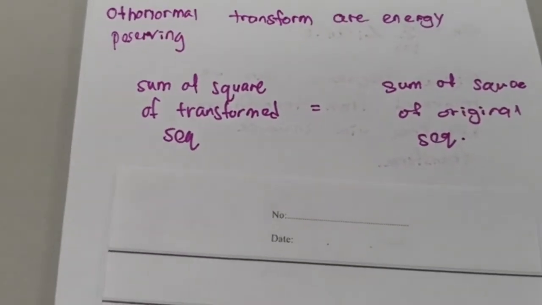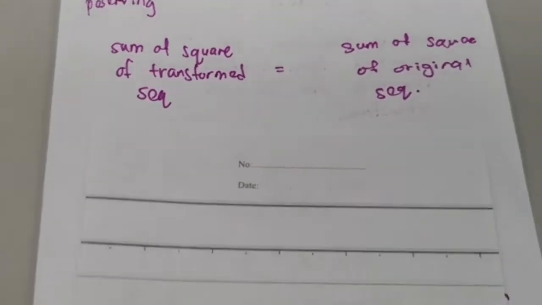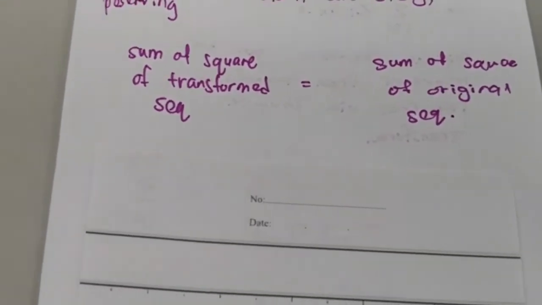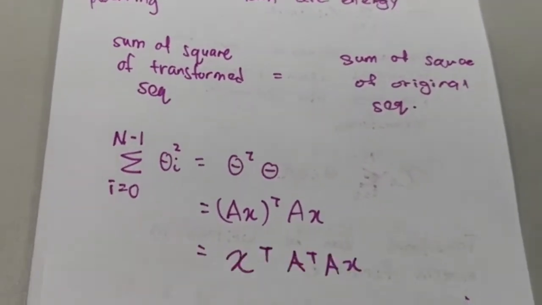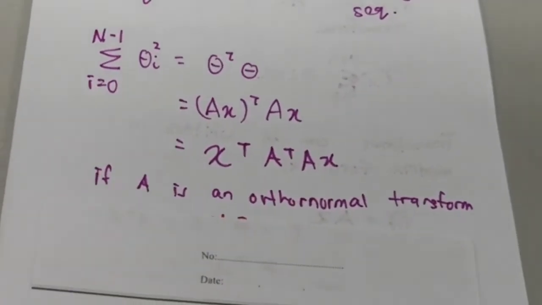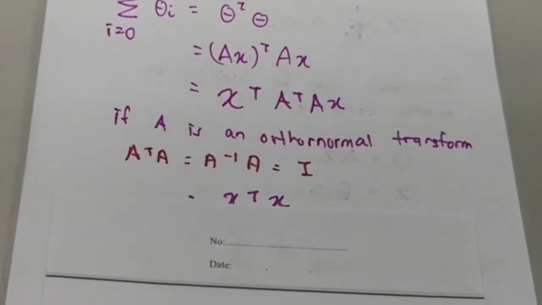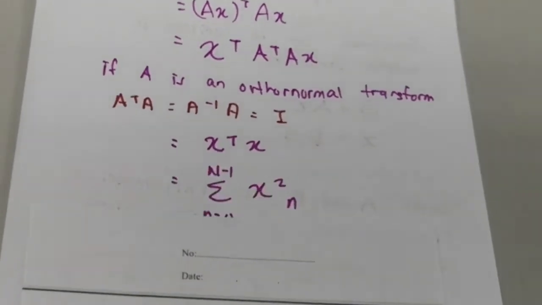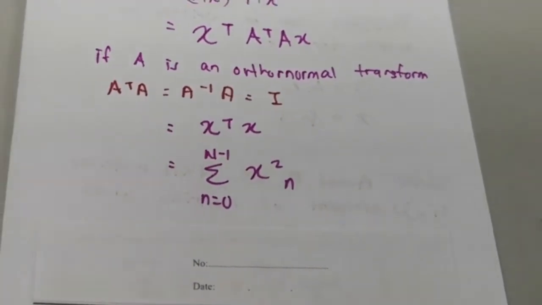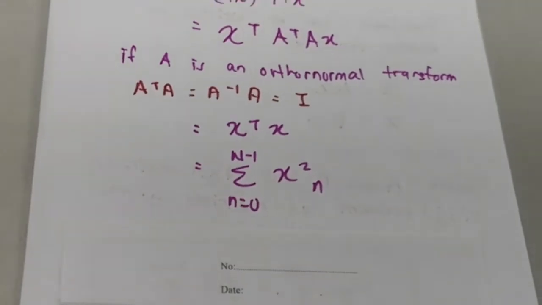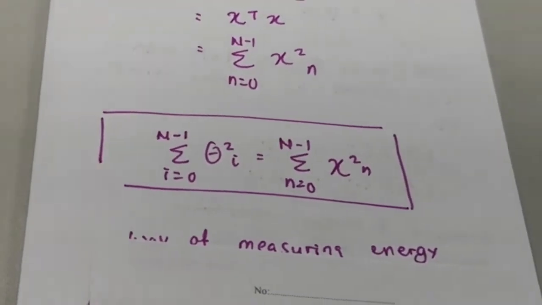Most transforms are energy preserving. The sum of the squares of the transformed sequence is the same as the sum of the squares of the original sequence. This can be seen by this one. This is the sum of the squares of the transformed sequence, and as we go through this, that is, if it is expanded out, if A is an orthonormal transform, A transpose A will become the identity, so they cancel out. And then after that, we can see that in the result we form the sum of the squares of the original sequence, and this shows that the sum of the squares of the transformed sequence is equal to the sum of the squares of the original sequence.